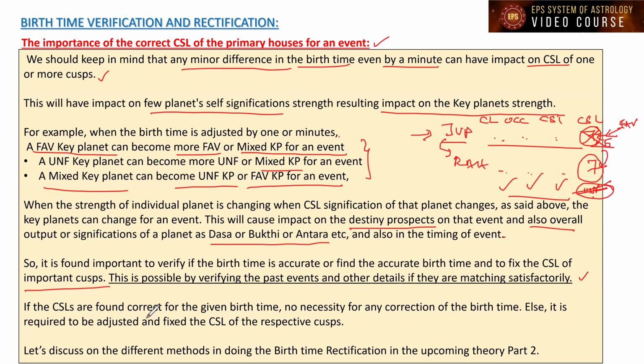If the cuspal sublords are found correct for the given time, there is no necessity for any correction of the birth time. Otherwise, it is required to be adjusted and the cuspal sublords of the respective cusps fixed. Please understand, we will not be able to fix all 12 cusps at a time. If you adjust by verifying past events and are able to adjust a few cuspal sublords, by default the other cuspal sublords will also get adjusted and it will narrow down, right? Let us discuss the different methods of birth time rectification in the upcoming theory part number 2. I think you are able to understand, right?